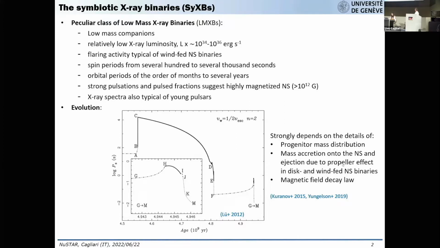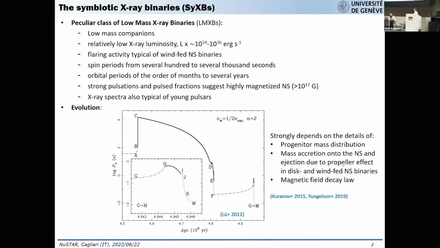Also, they show strong and high pulse fractions, which can reach 80% or so. And from the spectral point of view, they really resemble other X-ray pulsar systems, for example, the more common high-mass X-ray binaries with a supergiant OB companion.